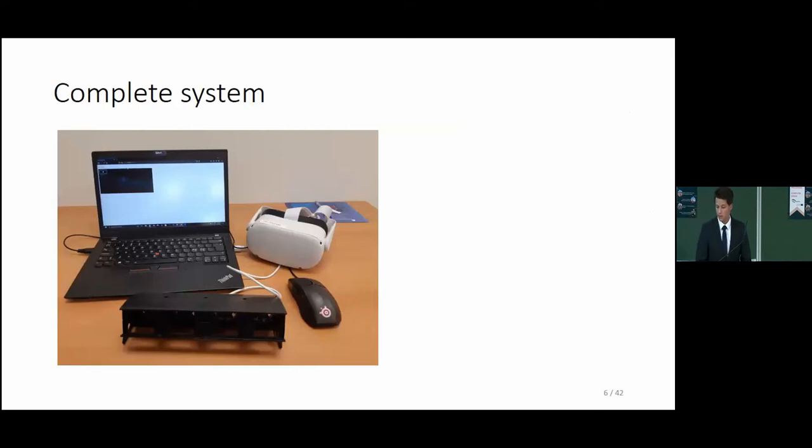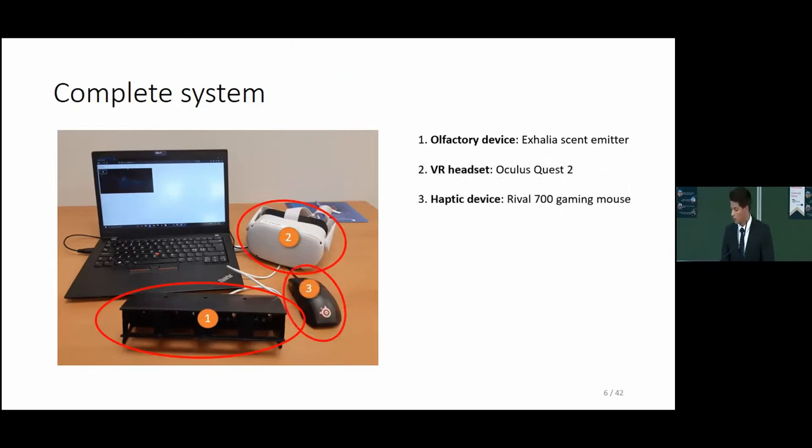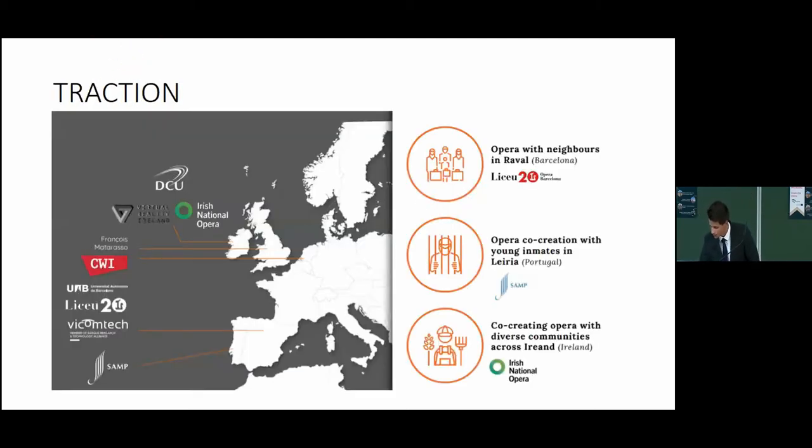And here you can see the system that I integrated my recognizer into. It consisted of an olfactory device that actually gave you the smell, a VR glass that showed this 360-degree video, a haptic device in the form of a gaming mouse, and the server that was processing it.